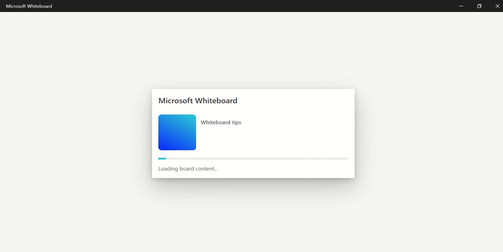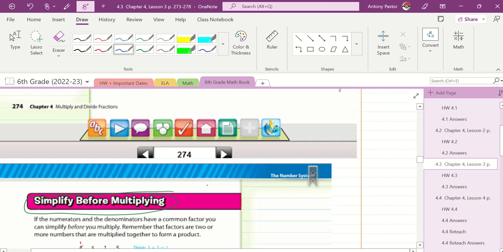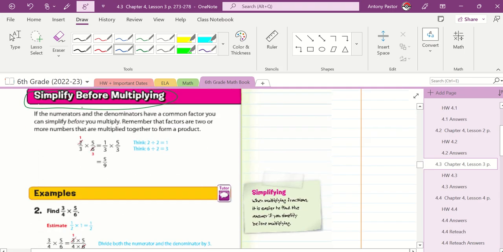So let's look at the example they give us for cross simplification. If the numerators and the denominators have a common factor, you can simplify before you multiply. Remember that factors are 2 or more numbers that are multiplied together to form a product. So the example they give us is 2/3 times 5/6.